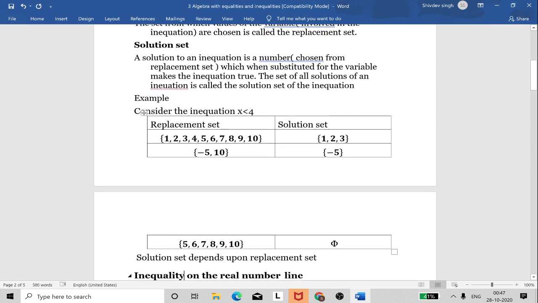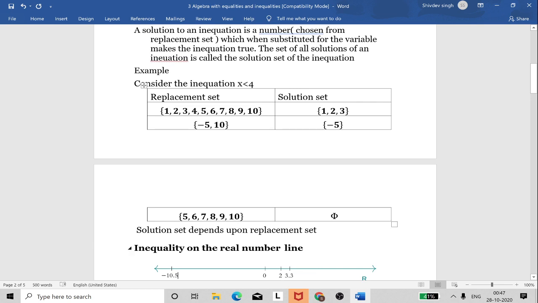Now again in this example, what will be the solution set from this replacement set for the inequation x is less than 4? There is no number which satisfies x is less than 4 because all these numbers are greater than 4. So, the solution set depends upon the replacement set.